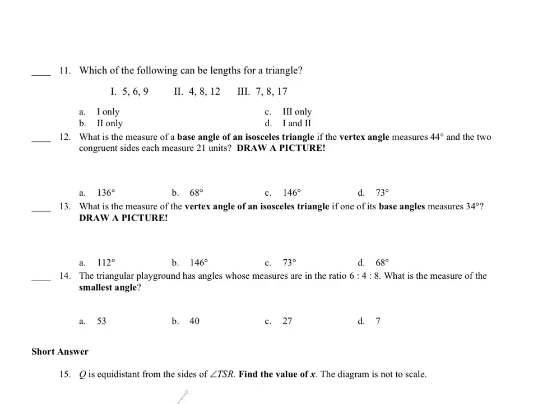All right, on 11, which of the following, this is the same one. We're just checking to see if they can be lengths for triangles. Add the two smallest ones. 5 plus 6 is 11. That is greater than 9, so that one works.